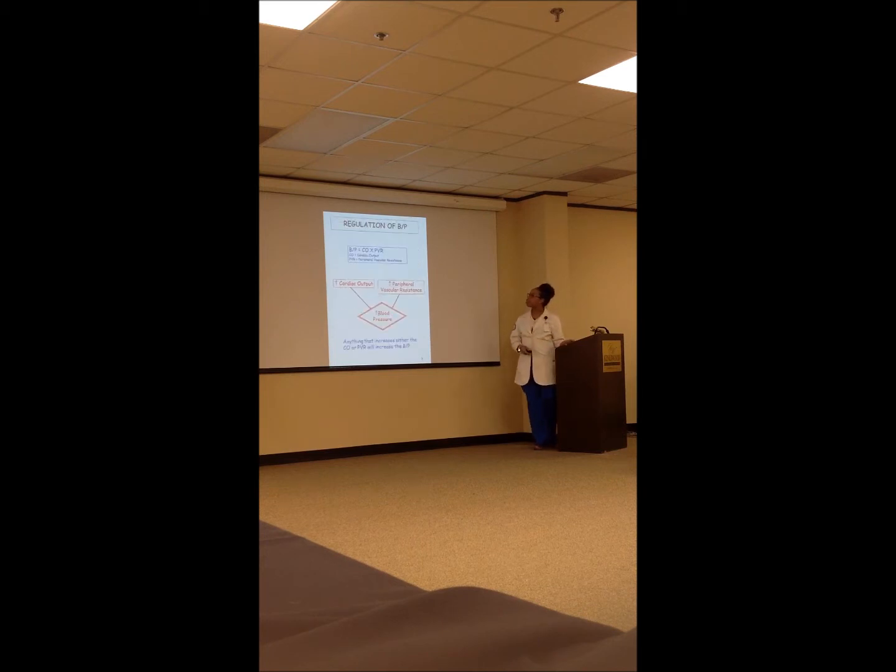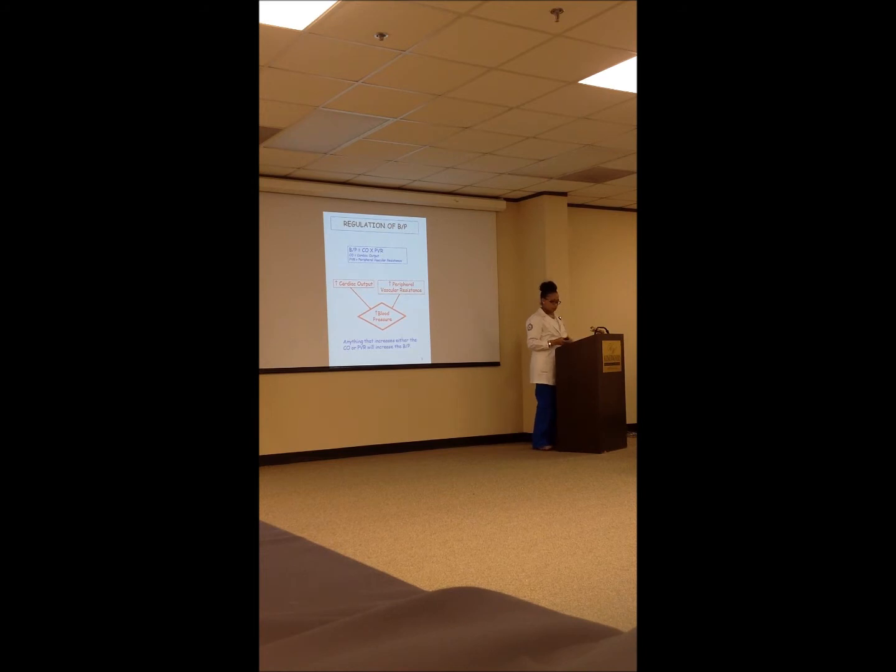So let's talk about the regulation of blood pressure. So what is blood pressure? Anybody know? Cardiac output and peripheral resistance. Yeah. So it's the cardiac output times the peripheral vascular resistance. So basically the main thing is you can see here, an increase in the cardiac output and an increase in the peripheral vascular resistance causes an increase in the blood pressure. So anything that increases either one of these, of course it will increase the blood pressure.